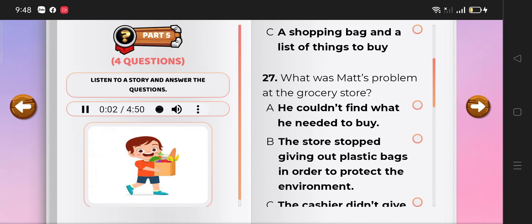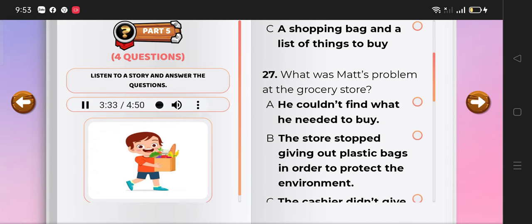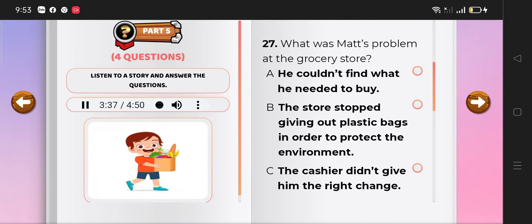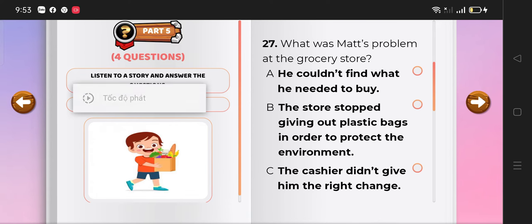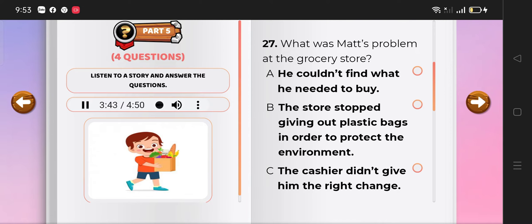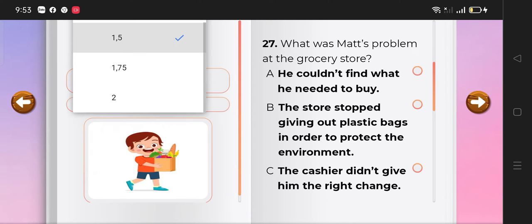Listen to the story. Grocery store. A. He couldn't find what he needed to buy. B. The store stopped giving out plastic bags in order to protect the environment. C. The cashier didn't give him the right change.